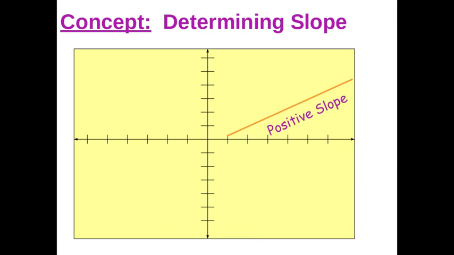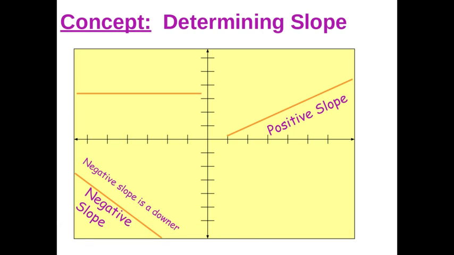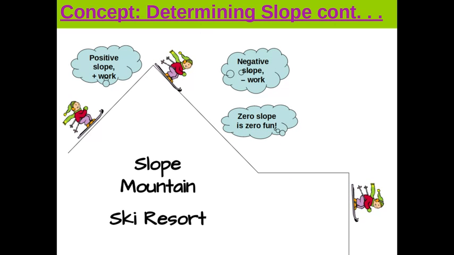So the concept of determining slope. We have positive, we have our negative, we have our 0, which is slope 0, and then we have our undefined.